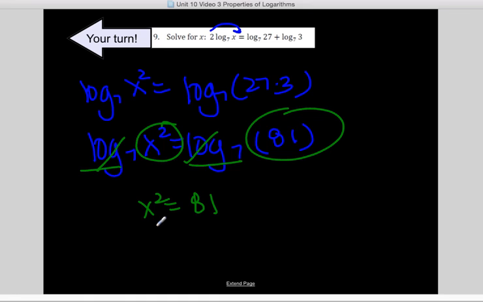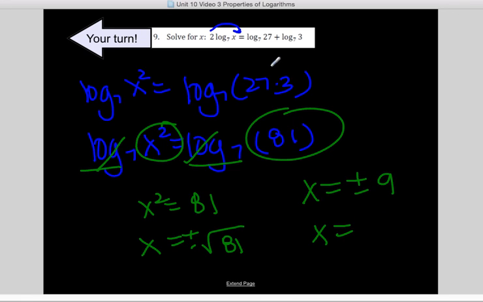And then I would take the square root on both sides. So I would have x is equal to plus or minus the square root of 81. So x is equal to positive or negative 9. However, could I have negative 9? In this case, I could not. So we would not have negative 9 in there. So it would just be 9.